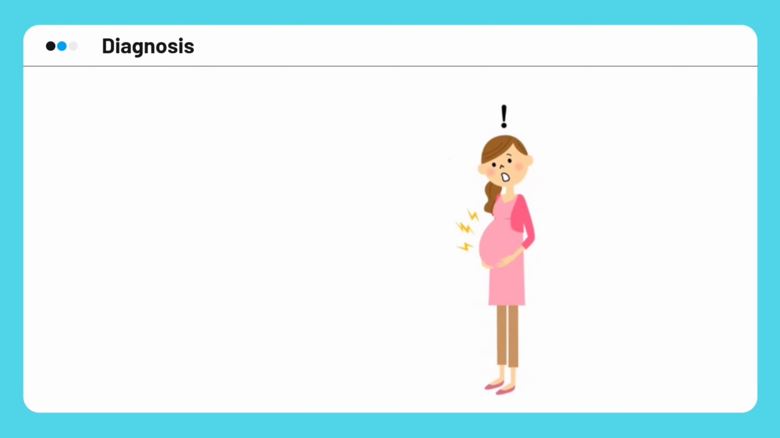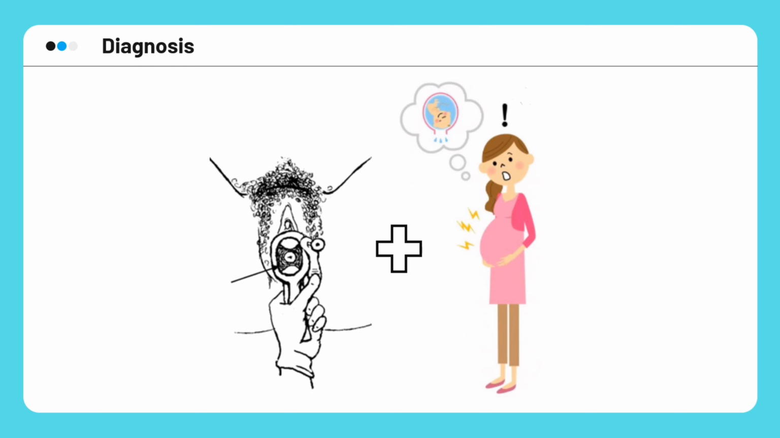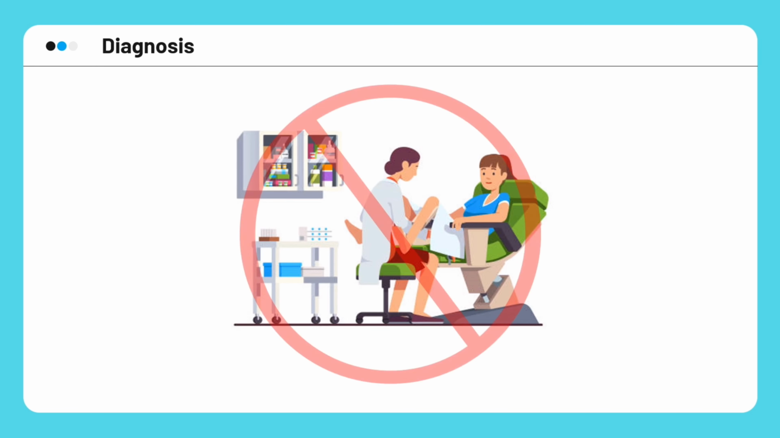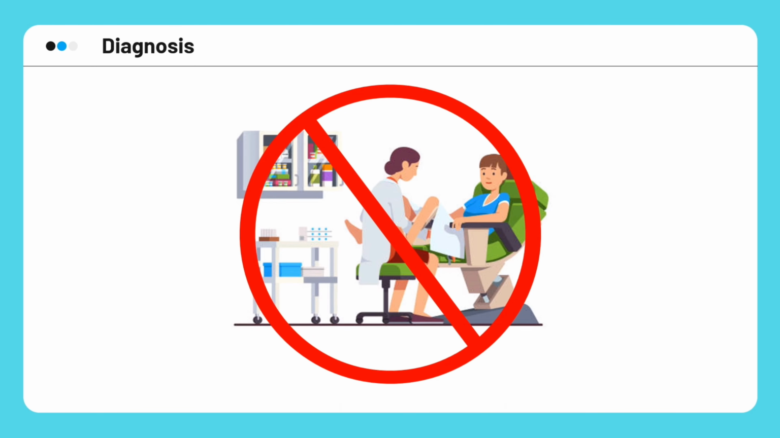A history of a large gush of clear vaginal fluid, or a steady or intermittent leaking of fluid from the vagina, along with a speculum examination showing the pooling of amniotic fluid in the posterior vaginal vault, highly suggests premature rupture of membranes. However, take note to avoid doing digital vaginal examinations when suspecting PPROM. Moreover, there are additional tests that we can do to confirm PPROM.